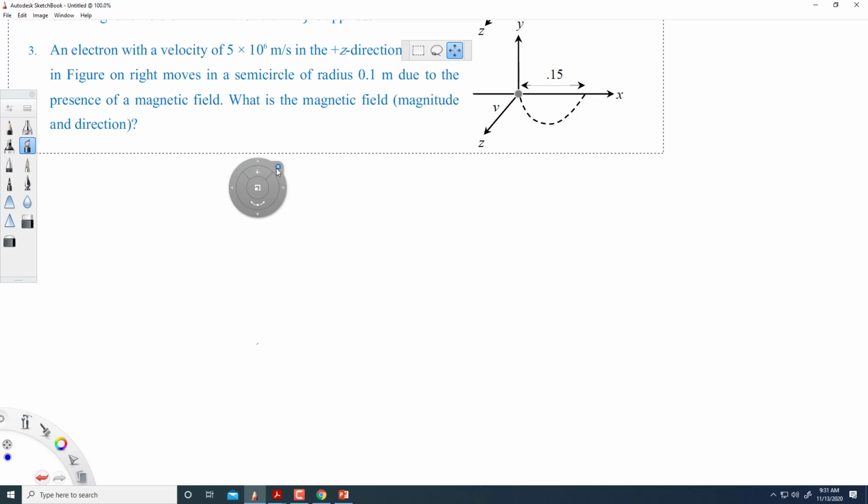Okay, so we have an electron with some velocity moving in positive z direction, and because of the magnetic force, the electron moves in this semicircular track which has the radius of 0.1 meter. So what is the magnetic field that produces this path, and what's the direction of the magnetic field? Magnetic force, sorry. No, it's magnetic field. Okay.